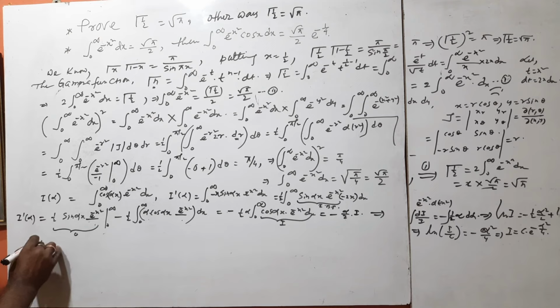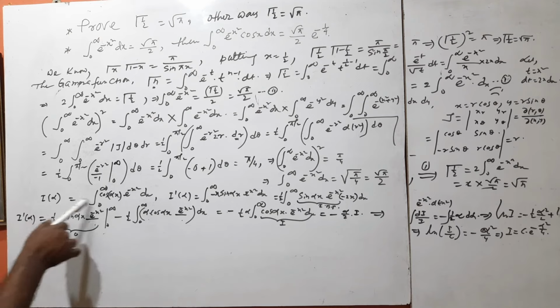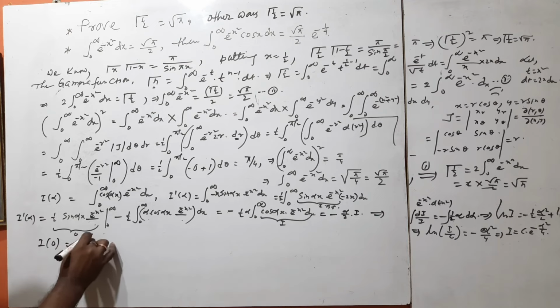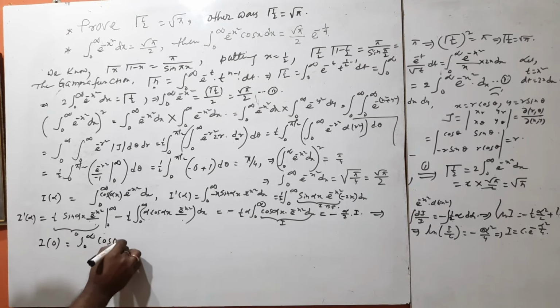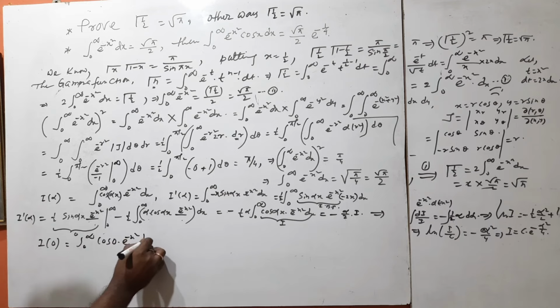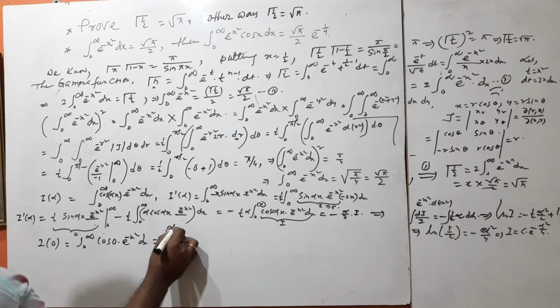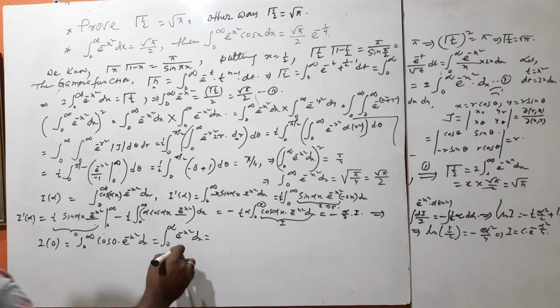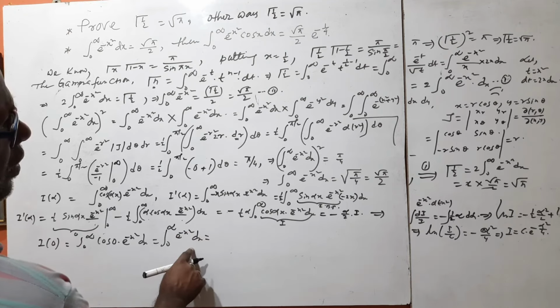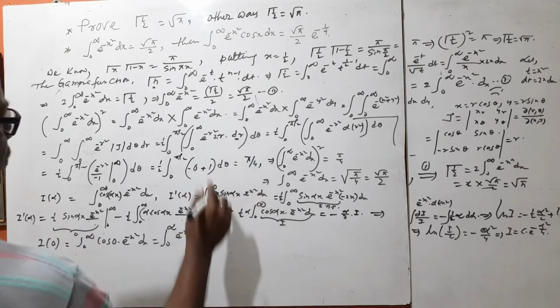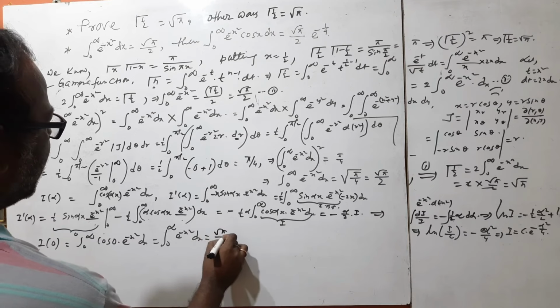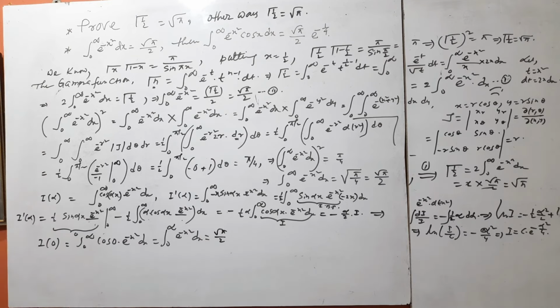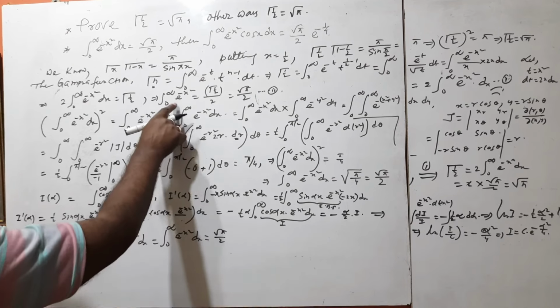So if I naught means from this, this is the integral from 0 to infinity of cos 0 into e to the power minus x square dx, that is the integral from 0 to infinity of e to the power minus x square dx. The value of this is root pi by 2. This is here root pi by 2.